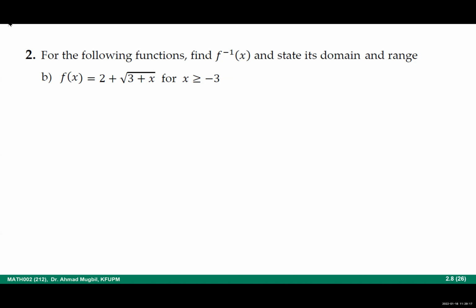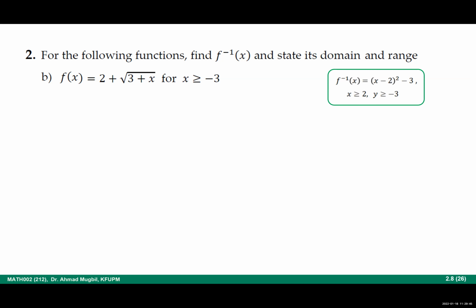The answer is this. The inverse is (x minus 2) all squared minus 3. The inverse is a graph of a parabola, apart from a parabola, with x greater than or equal to 2. So this is the domain of the inverse, and this is the range. How to obtain that? For those who didn't, let's solve this together, and you have to solve the next one.